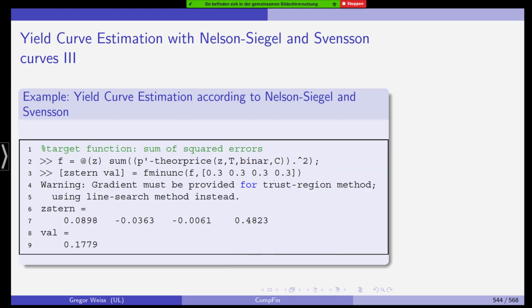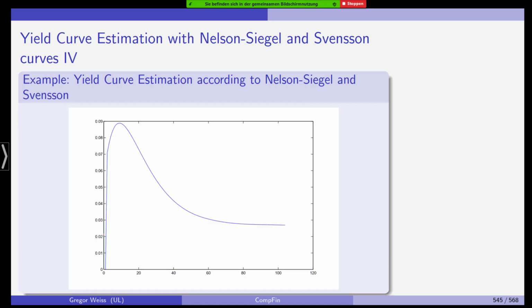Now, the target function, the objective function, is the sum of the squared differences between the theoretical and actual prices. We use fminunc. Again, we get 4 parameters now, z star: 0.0898, minus 0.001, and so on. These are the 4 parameters. The squared pricing error, and this is what we get. We have one hump at the start, and this is the yield curve estimation according to Nelson-Siegel.